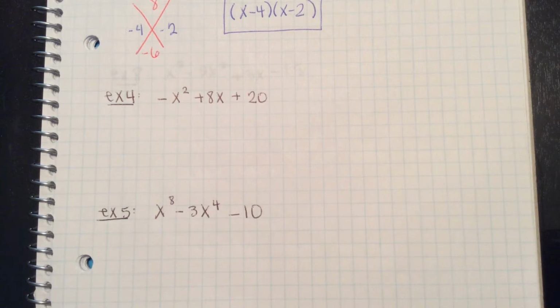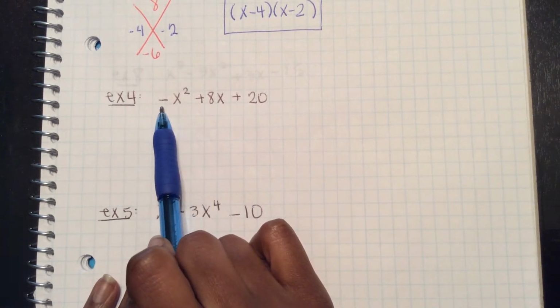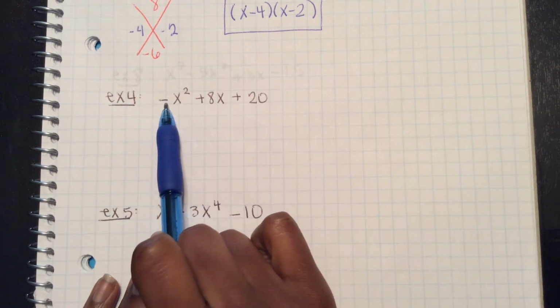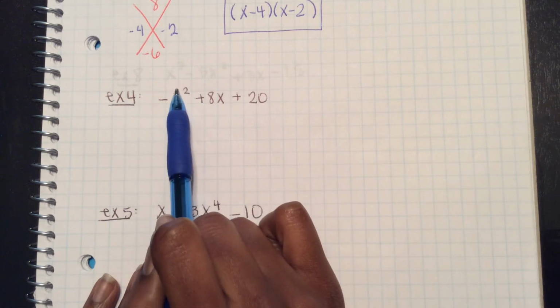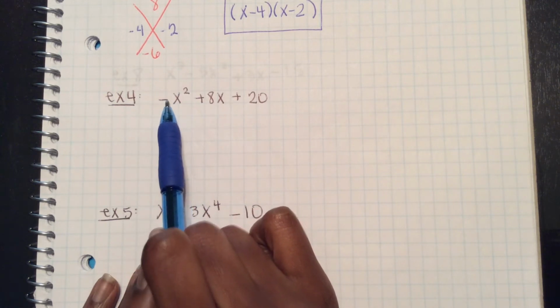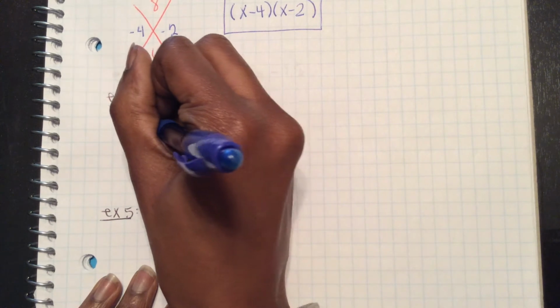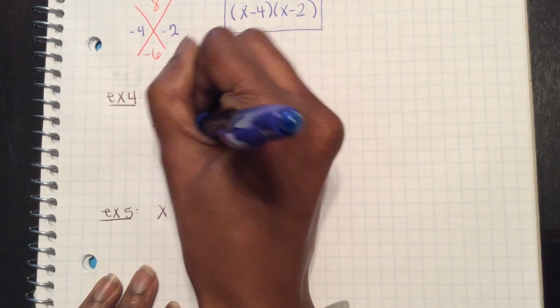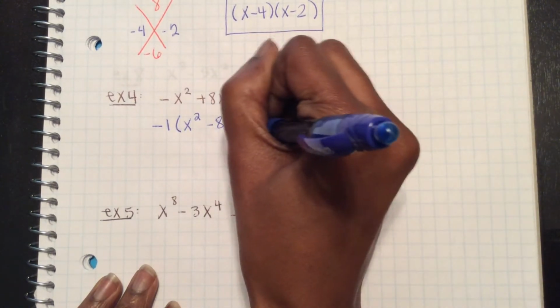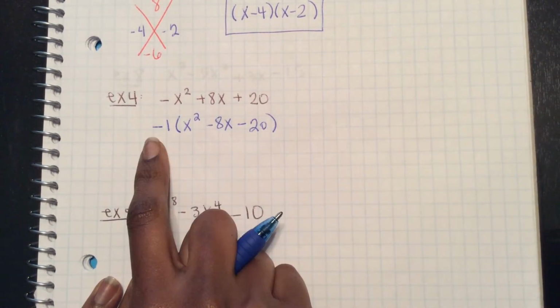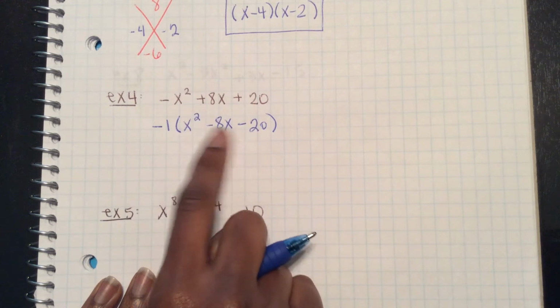Hey guys, welcome back to our factoring review example 4. Now here we have another quadratic trinomial. However, my leading coefficient is negative, so remember whenever we have a factoring problem, our rule of thumb is to factor out a negative GCF if your leading coefficient is negative. So I'm going to factor out a negative 1, and that'll leave x squared minus 8x minus 20. So these signs both change to negative.